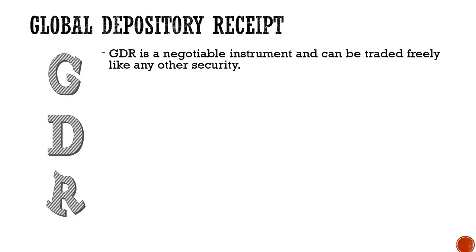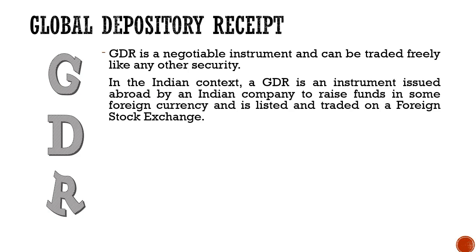Now, the Global Depository Receipt is a negotiable instrument and can be traded freely like any other security. So it's similar to shares and any other security. It can be easily and freely traded. In the Indian context, a global depository receipt is an instrument issued abroad by an Indian company to raise funds in some foreign currency, and it is listed and traded on a foreign stock exchange.